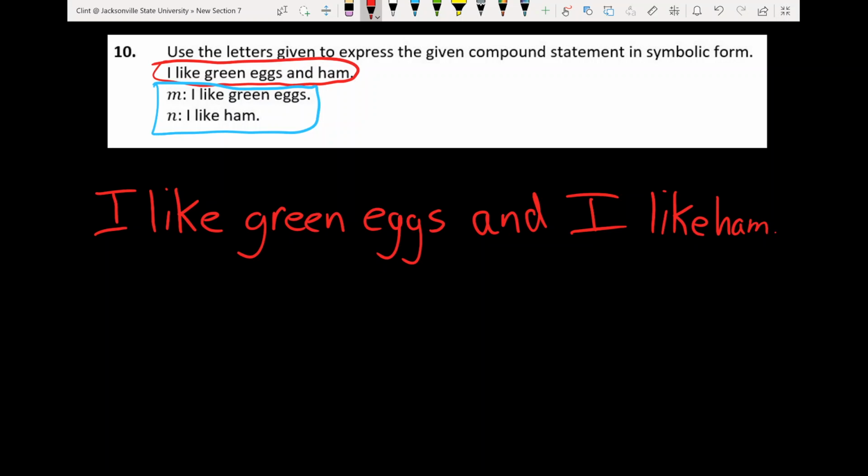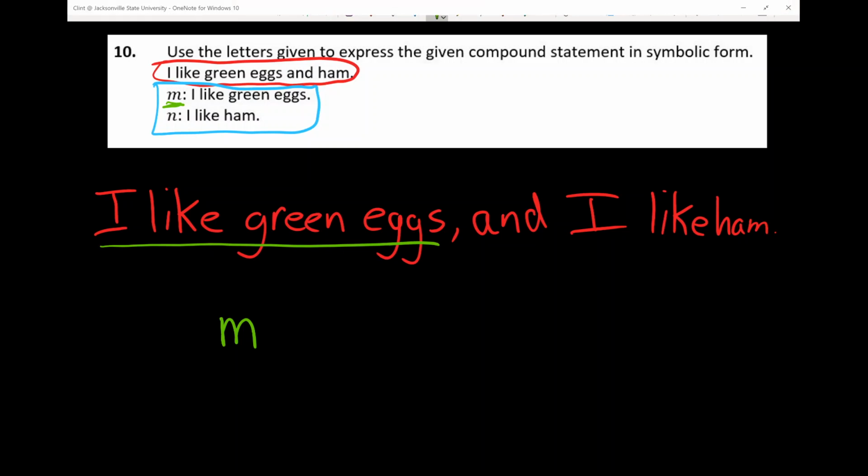Okay. I guess I should put my comma in there to make the English people happy. Okay, so we could rewrite it like that instead, and that's a little easier to put in symbolic form. So if we look at our first statement here, I like green eggs, well, that's statement M, so we would have M. Okay. Then we need something for and.